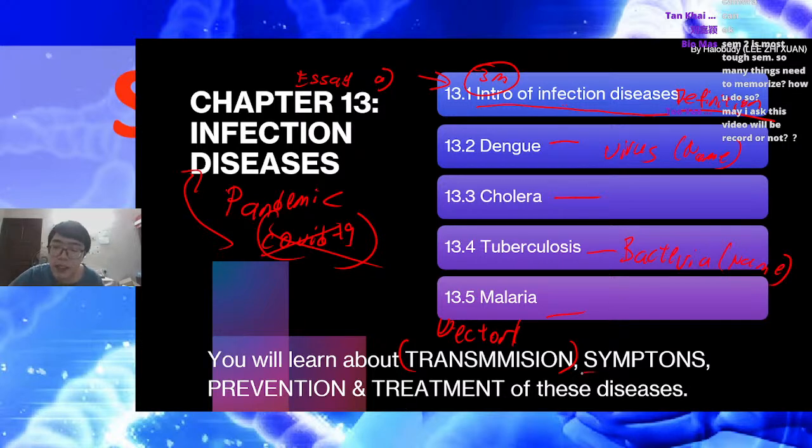And then for symptom, okay, apabila awak sudah dapat dengue, awak sudah dapat cholera, apa symptom patient tu ada? You have to know all the symptoms. And then the third one is prevention. Macam mana nak prevent dengue, apa cara dia? And the treatment. Apa treatment untuk dengue? These four main types you have to know. Transmission of dengue, symptom of dengue, prevention of dengue, and also treatment of dengue. And same as cholera, tuberculosis, and malaria.